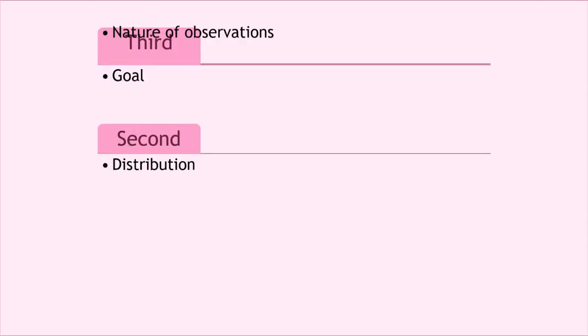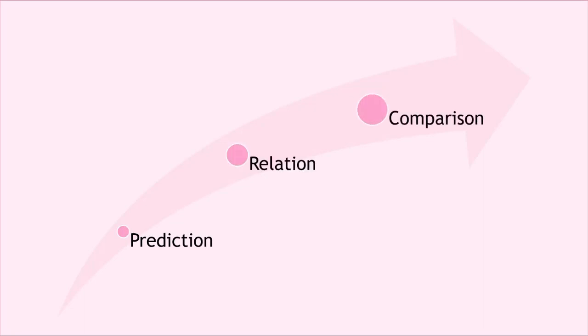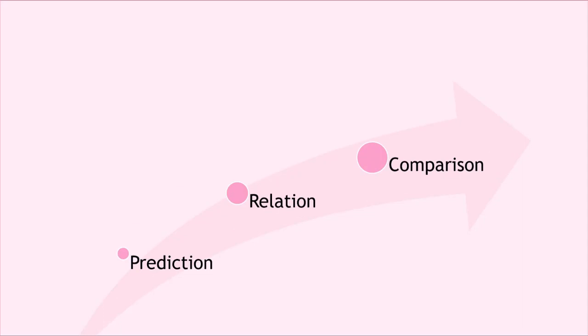Well, let's go to the second part of the story. The three main factors that should be considered for choosing a statistical method are these three: study goal, distribution, and nature of observations. Suppose our goal is to find predictors of the response variable. As a result, we can use regression.